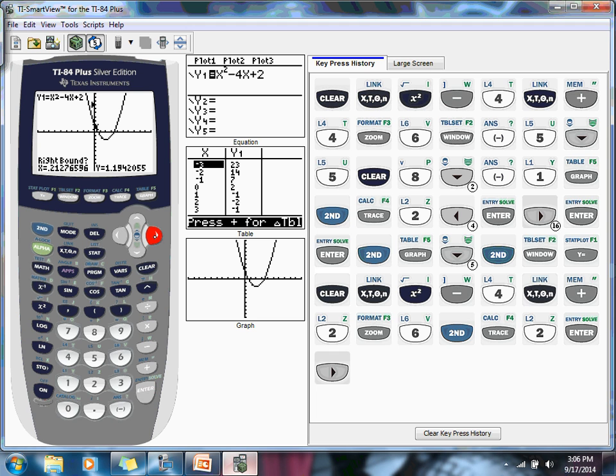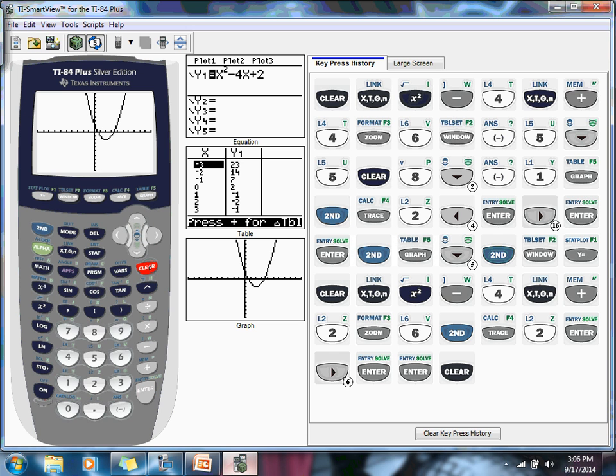And I'm going to arrow over so that I'm on the right side of it, because it says right bound. And again, you just have to be to the right of it. Hit enter, and then hit enter again. 0.0585. I rounded to 0.59. So that was my first answer that I got using the quadratic formula.